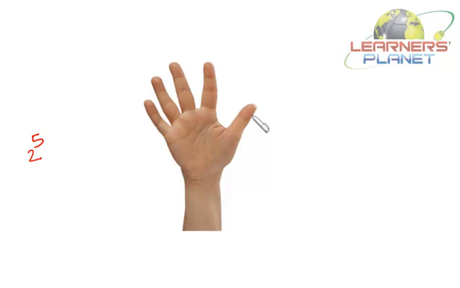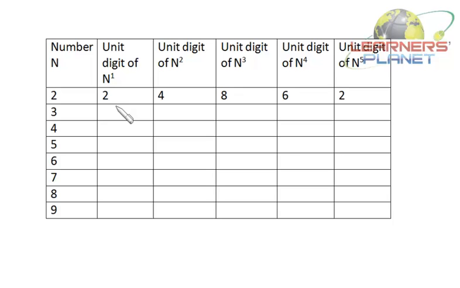Okay, so let's fill up the table. I see here 2 raised to 1 is 2, then 2 raised to 2 is 4, 4 2s are 8, 8 2s are 16. I drop 1 and I write 6, and 6 2s are further 12. I write 2 and I'll drop 1. Similarly, we calculate it for 3. Let's begin.